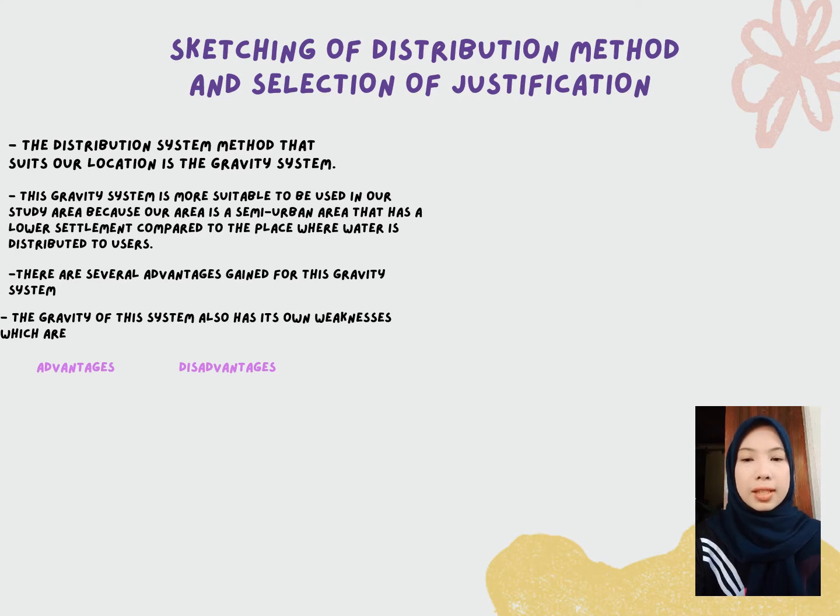Next, disadvantages. There are two. One, more length of pipe and number of valves needed, which increases construction cost. Two, calculation of pipe size and working out pressure at various points in the distribution system is laborious, complicated, and difficult.